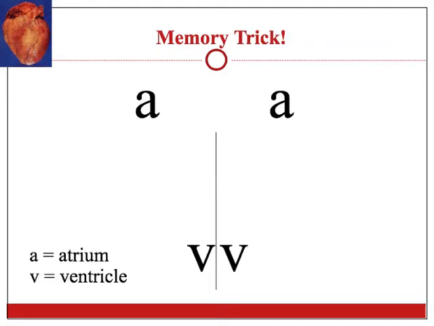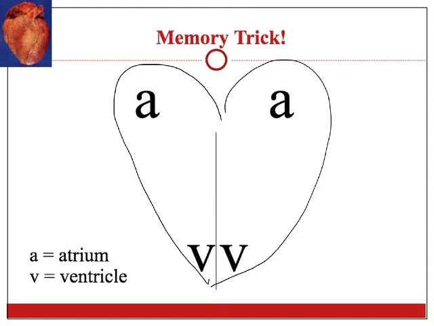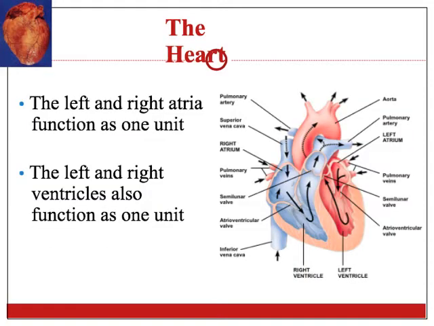So a nice memory trick you could use to remember which chambers are the atria and which are the ventricles: if I drew a heart, you could see that the pointy end of the heart, on the bottom, is kind of like the pointy V for ventricle. Those are on the bottom. Where the top rounded part of the heart has a nice rounded A. So that helps you remember which one's on the top and which one's on the bottom. That's fantastic.